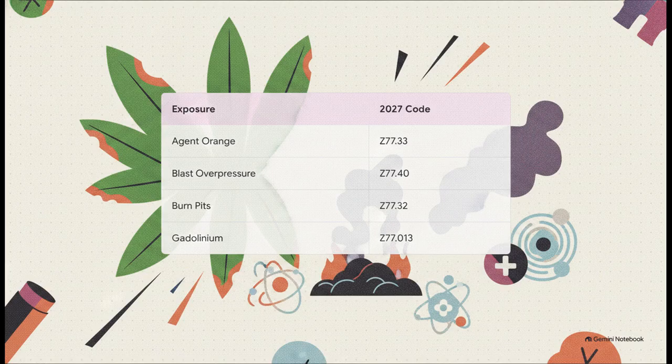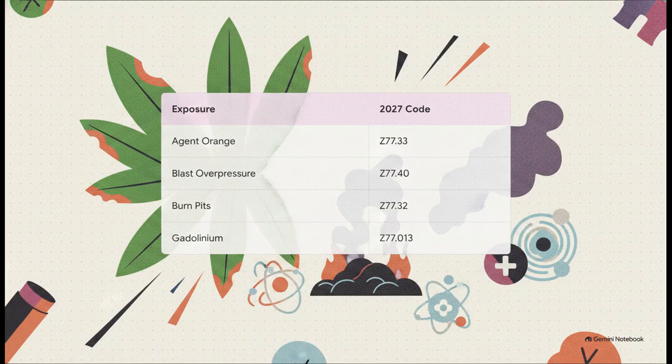Under contact with or exposure to, the index has added some really granular codes to better capture patient histories. For example, Agent Orange exposure now specifically maps to Z77.33. We've also got entirely new indexing for blast overpressure. This is a genuinely critical addition for military personnel and veterans, complete with unique codes that actually differentiate between high-level and low-level blasts. Burn pits in the war theater, they finally have their own dedicated home at Z77.32.